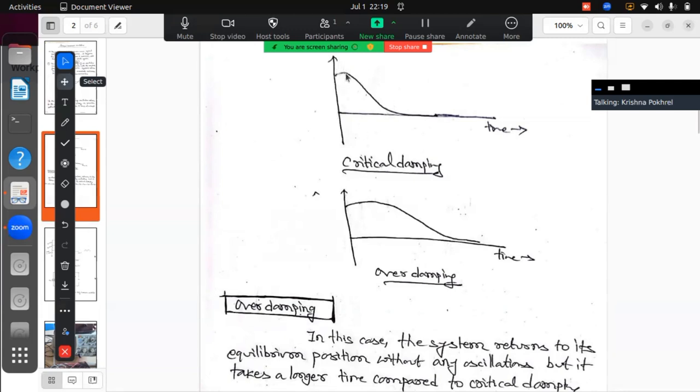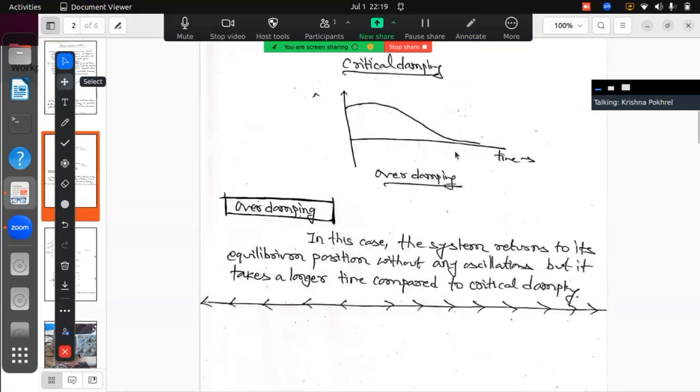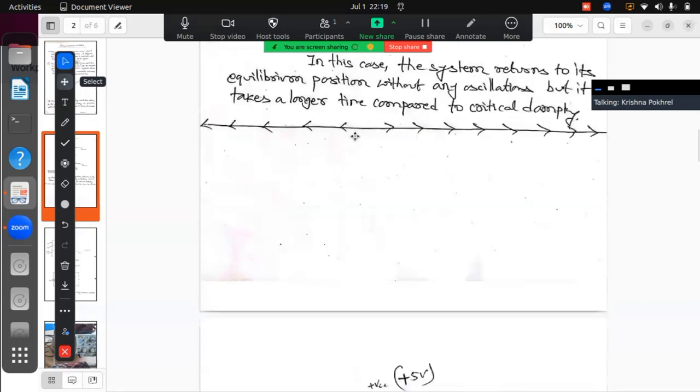This wave can be sharp, much more sharp. It can come here only, but it does not cross this and it cannot form an underdamping condition. Now, till now we have learned what the condition of underdamping is, what the condition of critical damping is, and what the condition of overdamping is. How does the wave look like? We are much more clear about this.